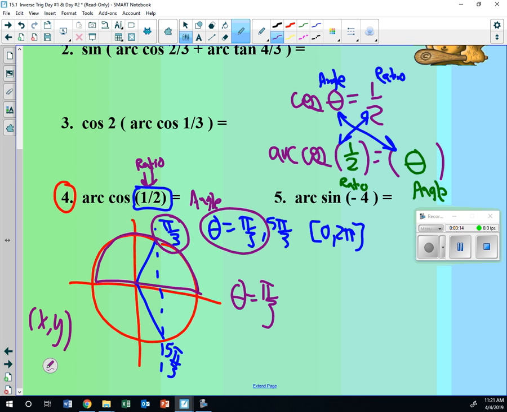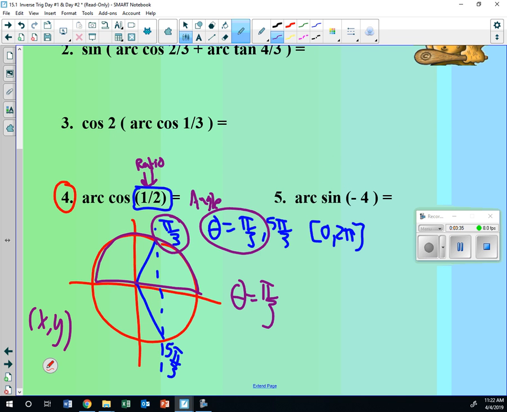So here's what I want you to see. Pi over 3 is the answer, the correct answer, if you're using your calculator. Between 0 and 2 pi, I like these two answers. Great. Okay, then let's look at number 5 here.